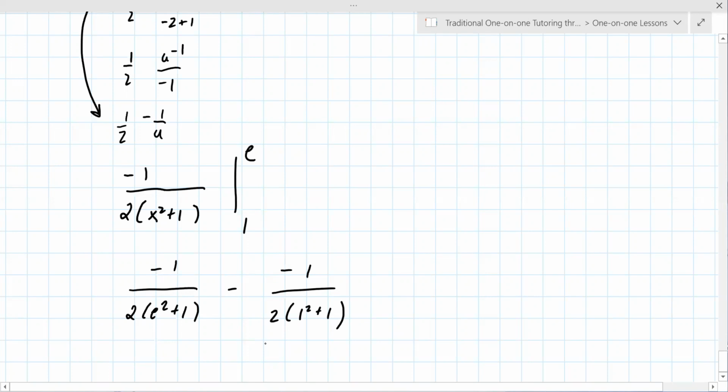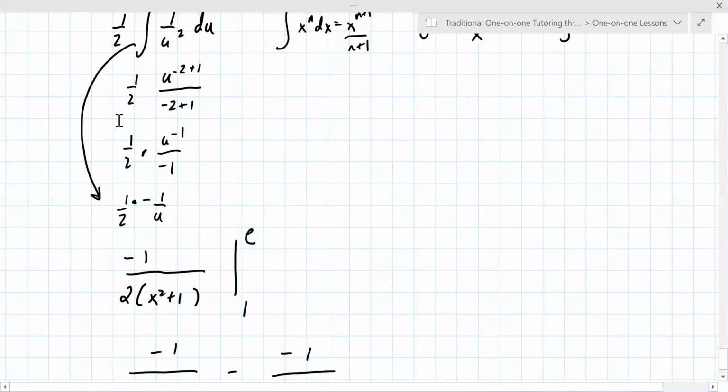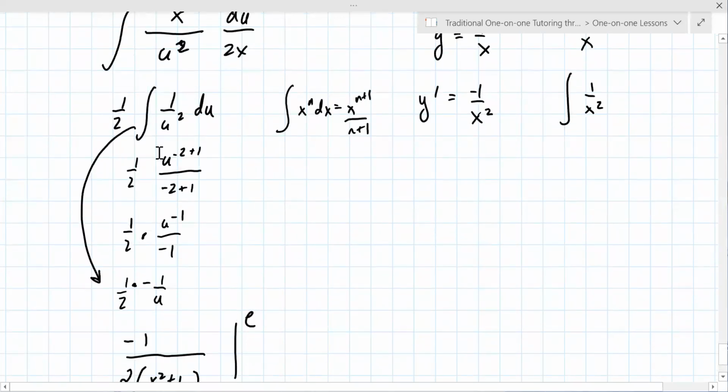How did I? Oh, wait, you combined the 1/2 minus 1 over u? It's multiplying the whole time. Like the 1/2 just came out. So it's just multiplying. I thought it was subtracting. Okay, wait, that's why this is wrong.